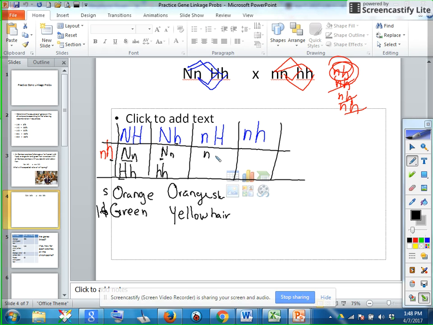This one is going to be little n. So he is going to have the rare recessive purple skin. And big H, little h, got the dominant allele, so he's going to have the typical green Oompa Loompa hair. Finally, we get the last option, little n, little h. This guy will have both recessive traits, just like the other parent, purple skin and yellow hair.